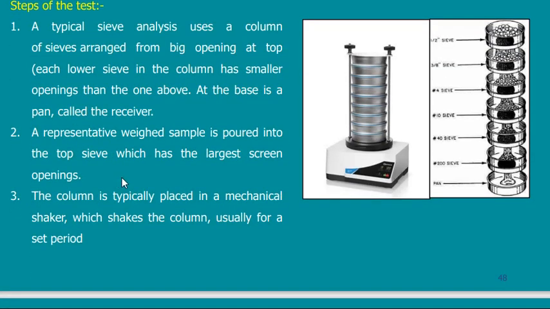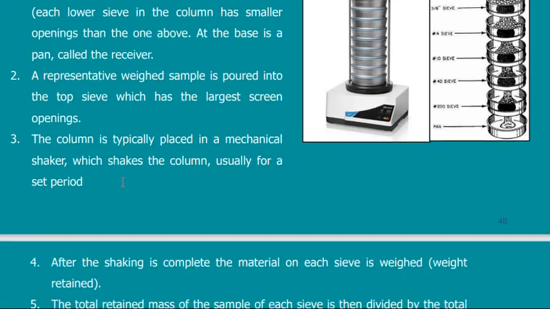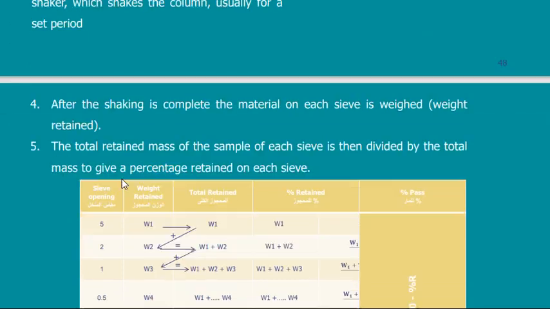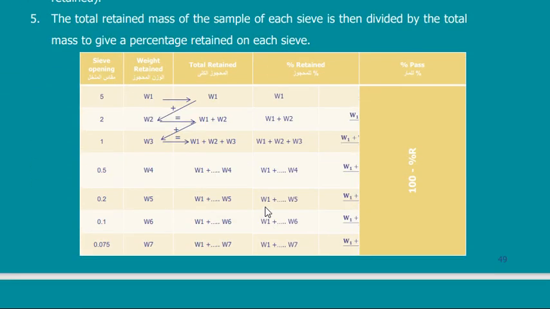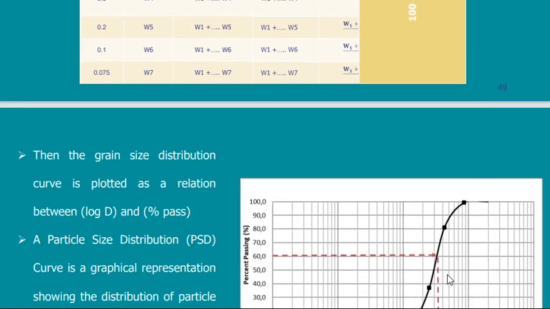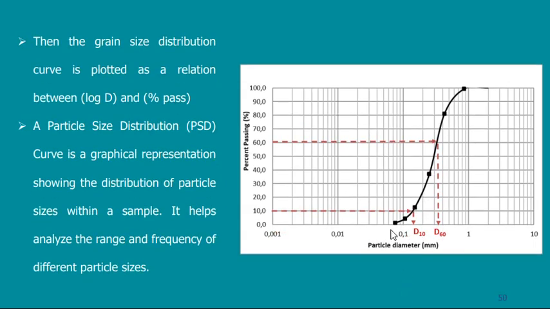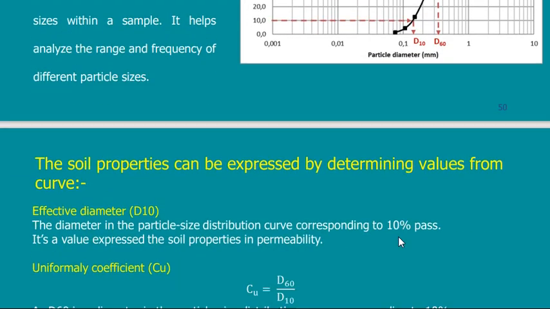Of course, you know it and you don't need to memorize it, you just understand it. And this is the table we do for the sieve analysis. And this is the graph we do for the sieve analysis, but it ends up with sieve number 200, which separates between the sand and the clay, or silt and clay.